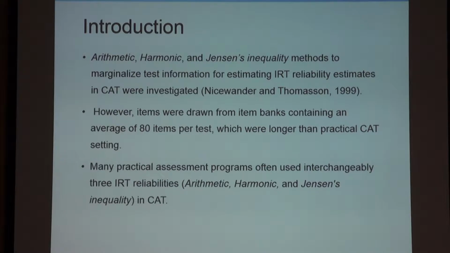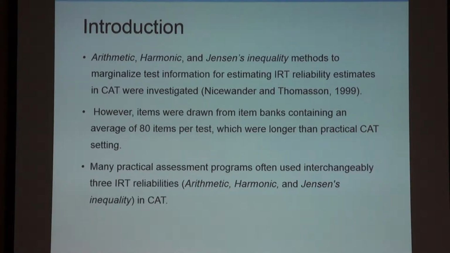Usually, three methods are known to estimate reliability in CAT. Nicewander and Thompson, 1999, published in APM, used three methods, arithmetic, harmonic, and Jensen inequality, to marginalize test information for estimating IRT reliability in CAT.